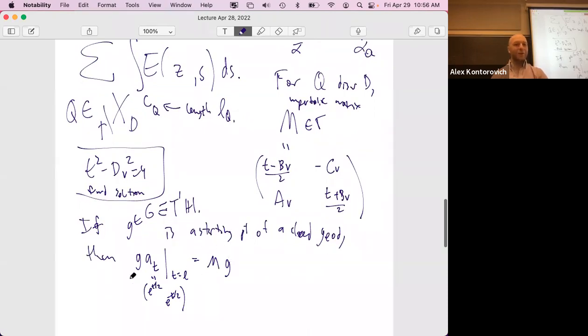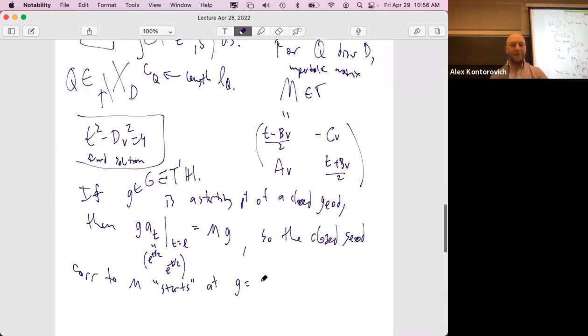Okay, that's what this closed geodesic is. The closed geodesic corresponding to M doesn't really have a starting point, but starts at g, which is the matrix of eigenvectors of M. That's what g represents, and it has length exactly L.